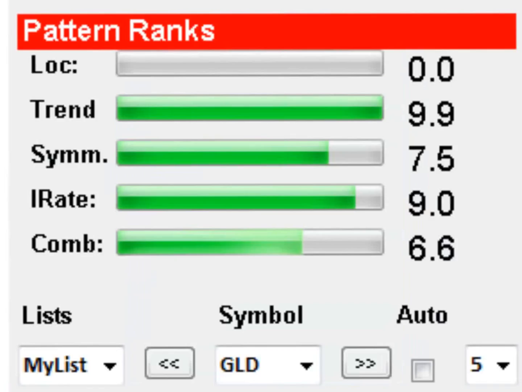And then on top of it, it also shows you something called pattern ranks. And this is actually the center of the presentation. Basically, these are the components I used to determine this kind of pattern ranking. There's a location rank, there's a trend rank, symmetry, integrity rate, and combined rate. So I'll actually talk about these types of things in the presentation. So that's how the presentation is.